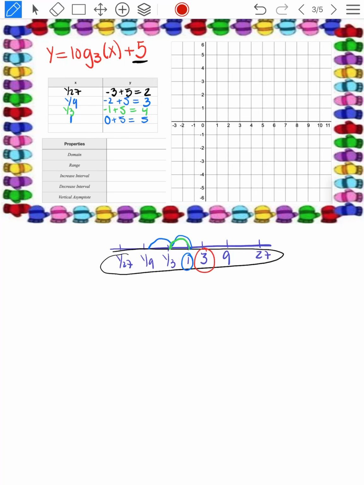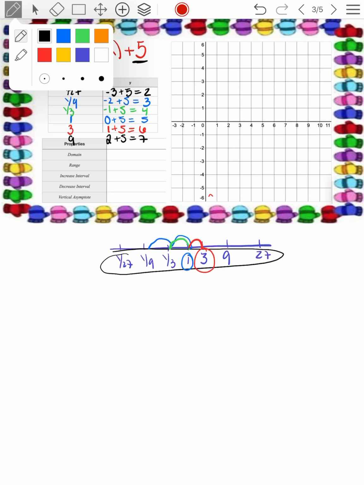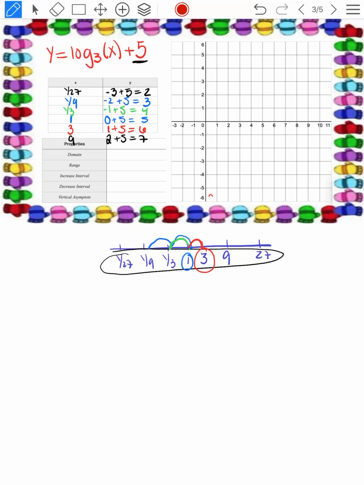And then if I did 3, log base 3 of 3 is 1 because it's going to take me 1 jump to the right, plus 5 is 6. And I could keep going, right? 9 would fit on my graph as well, so why don't we add that in here? Log base 3 of 9 is 2. 2 jumps plus 5 is going to get me to 7. So this k value simply just helped kind of bump all of my y values up 5. So instead of taking negative 3 jumps, negative 3 plus 5 got me a y value of 2. Negative 2 plus 5 got me a y value of 3.